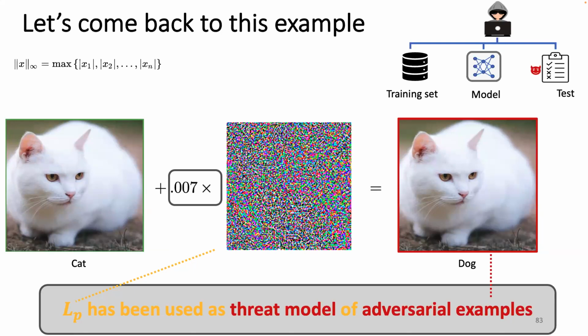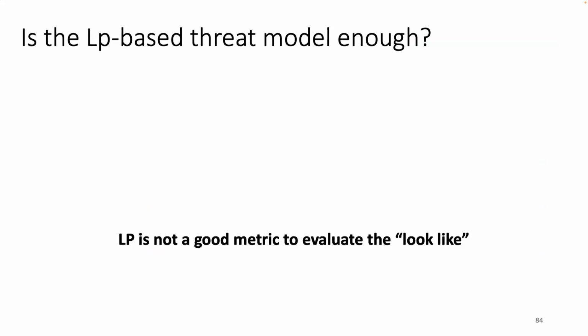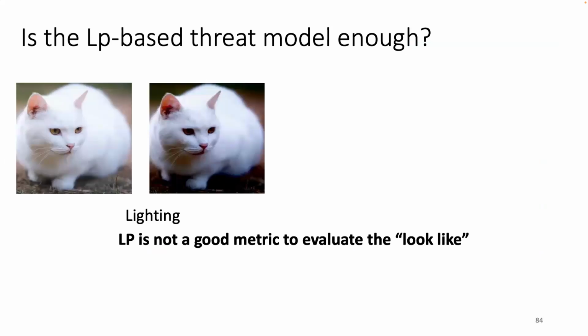But what I want to emphasize in today's tutorial is that before we move into advanced attack or defense methods, we need to go back and think about the fundamental question: is the Lp-based threat model enough? The reason we use Lp is that we want to bound the perturbations so they cannot mislead humans, since humans are insensitive to small-magnitude noise. But it is designed from a metric perspective, and actually it cannot be viewed as a good metric to evaluate perceptual similarity.